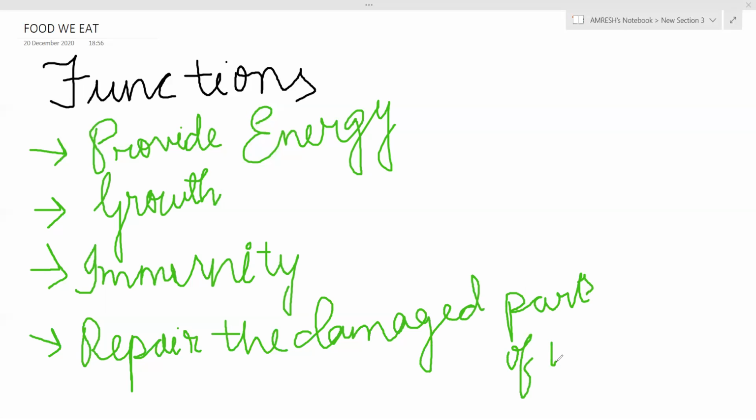Next is for muscle build up, for new skin build up, everything we need food. These are the four basic functions of food. Okay, note it down.